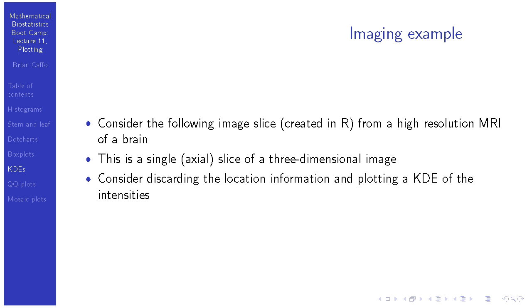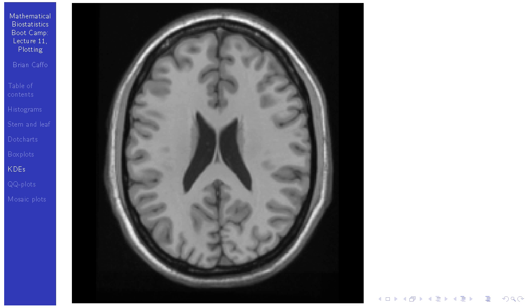Here's another example. I took an MRI and I took a single axial slice and then I disregarded the spatial location. So I just have a bunch of color intensities that are on a grayscale. So here's the image. You can see this is an axial slice. Here's the ventricles. Here's gray matter. Here's white matter. Here's the skull.